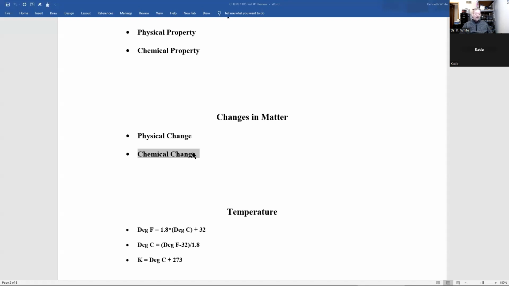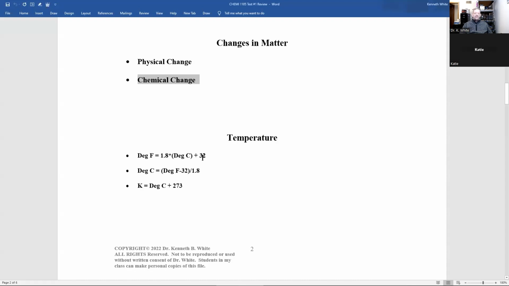And we had talked about chemical changes. Let's talk about temperature. There are 3 scales: Fahrenheit, degrees F, Celsius, degrees C, and Kelvin. And you should know how to convert from one to the other. You use these formulas. Now, listen carefully.